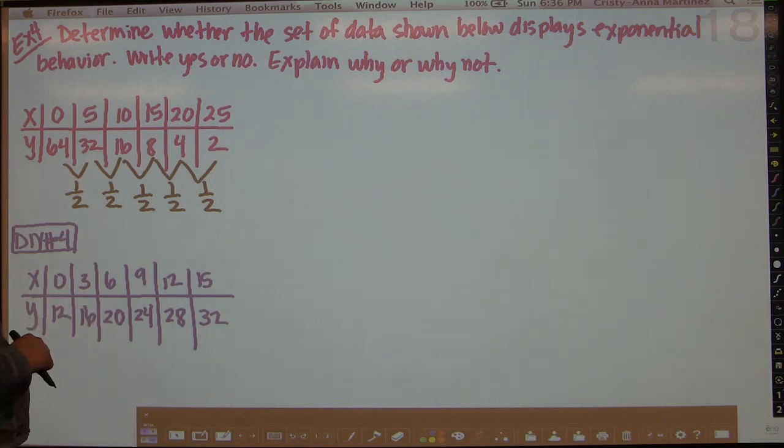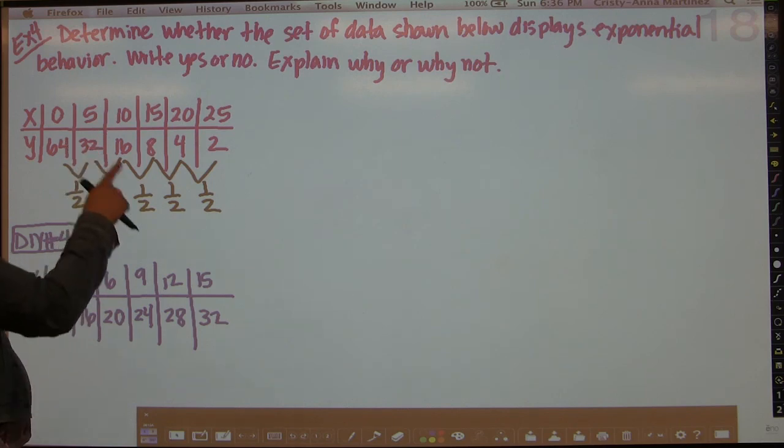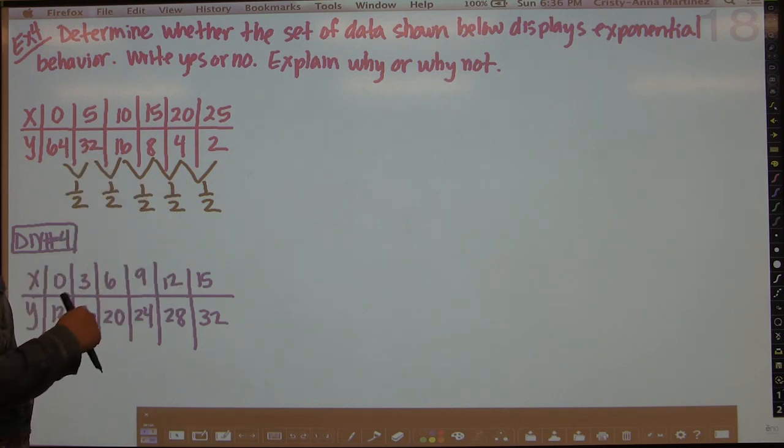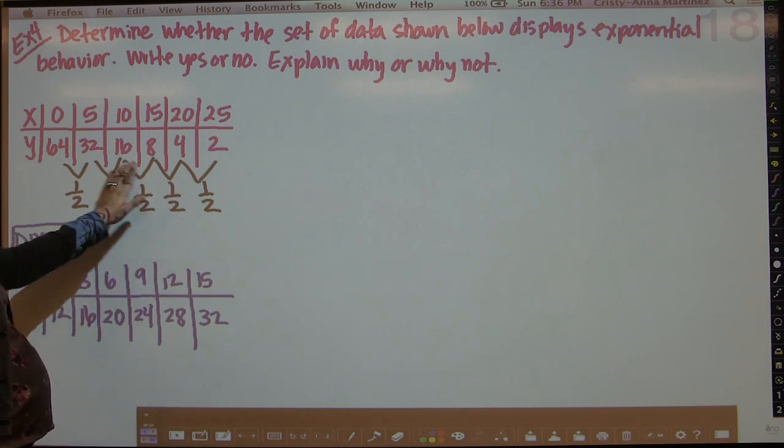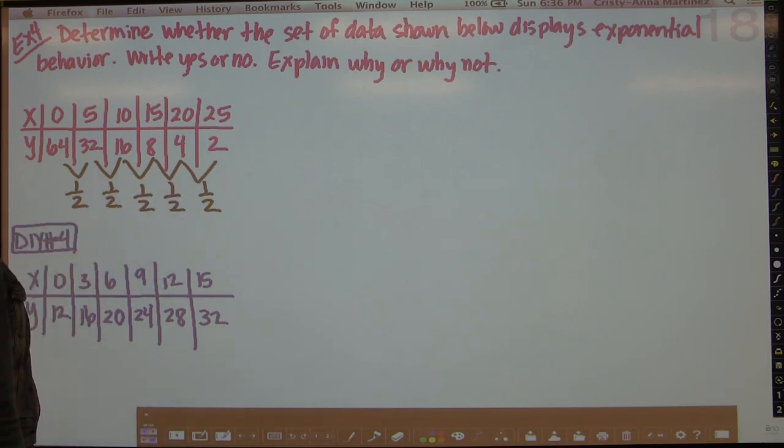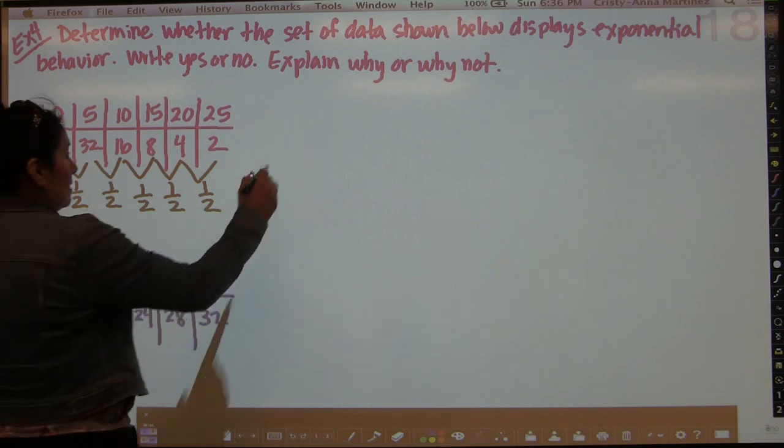You can confirm that if you graph the points and if you see that smooth curve. I'm not going to do that right now in the interest of time, but this is pretty much going to indicate that you are going to have exponential. So the answer here would be yes.